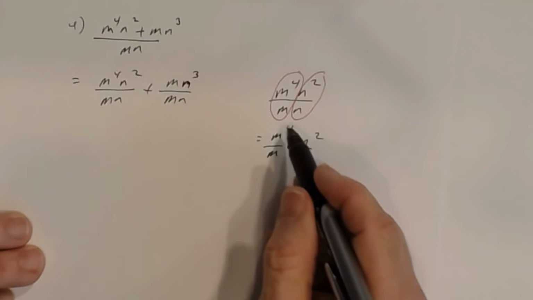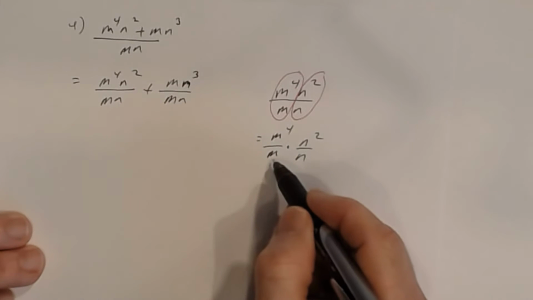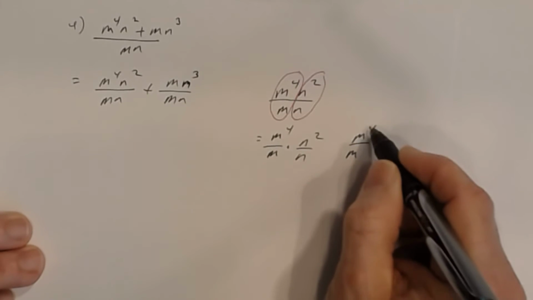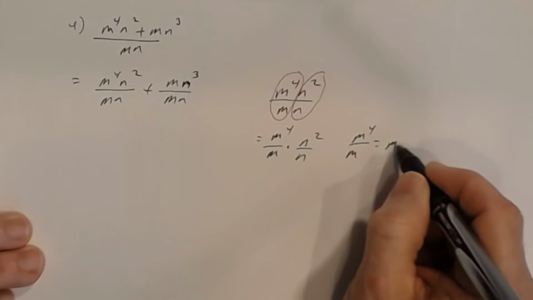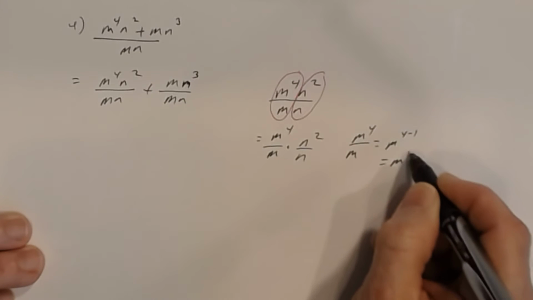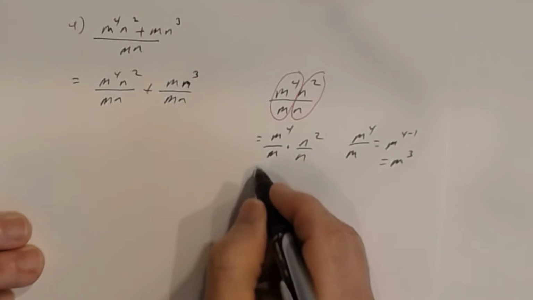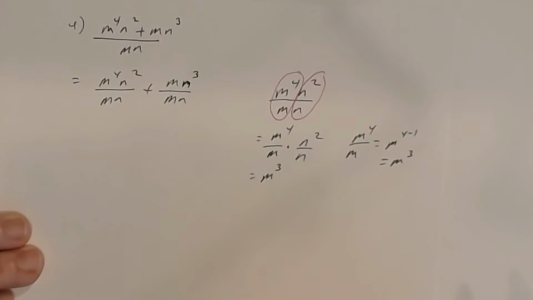I have 4 factors of m, 1 factor of m. So think about that. If I divide like bases, I subtract exponents, that's m to the 3rd power, right? And that's a positive exponent. That's what we wanted. So this right here is just m to the 3rd power.